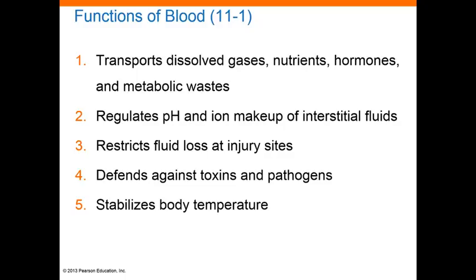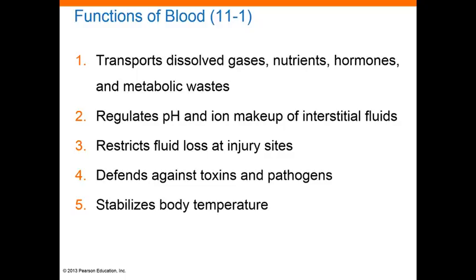It also defends against toxins and pathogens by transporting white blood cells, the main component of your immune system, and by transporting their products, antibodies. It stabilizes body temperature as well. Blood absorbs the heat from skeletal muscle contractions and redistributes it to other tissues.